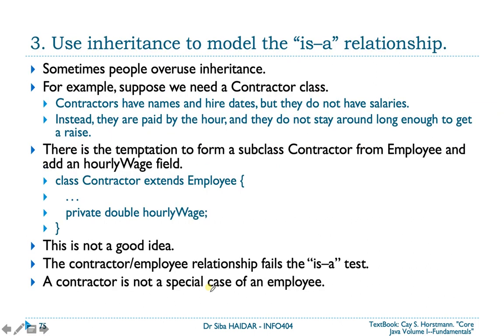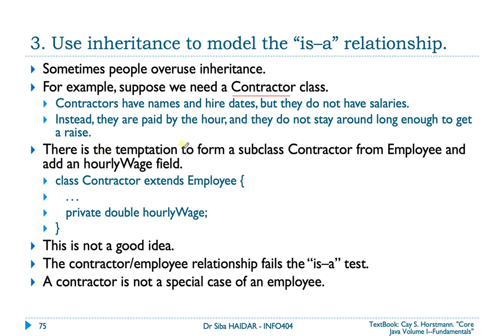Hint number 3 is to use inheritance to model the is-a relationship. Sometimes people overuse inheritance. For example, suppose we need a contractor class. Contractors have names and have hire dates, but they do not have salaries. Instead, they are paid by the hour, and they do not stay around long enough to get a raise. So not all the employee logic applies to them.